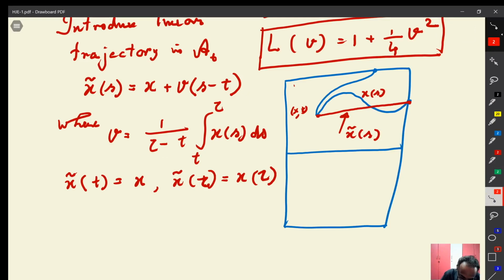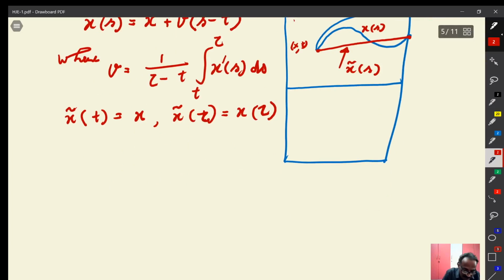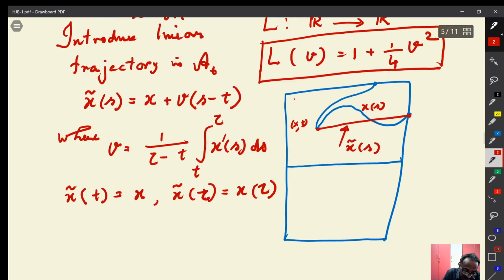So I think you have to take x prime of s. No. You have to take x prime of tau. If you take that one, you will get exactly that x prime of tau into x tau, and so it is a similar trajectory. So what is my immediate claim? This is an admissible trajectory.